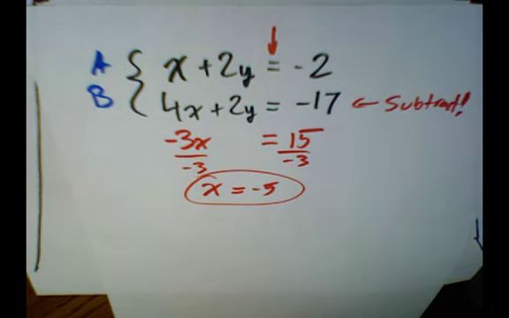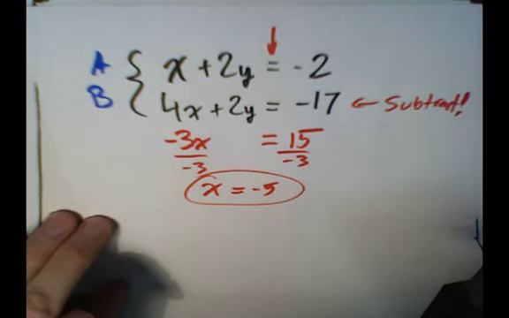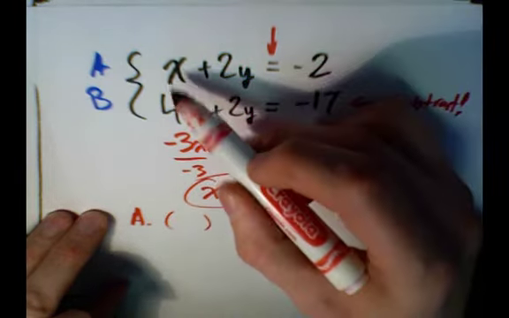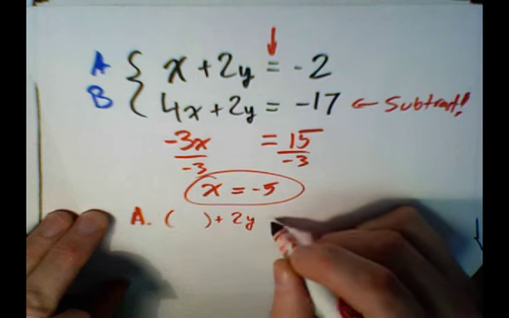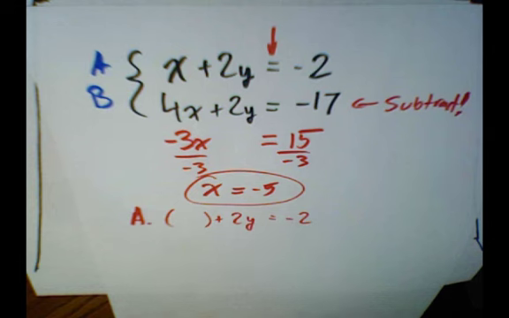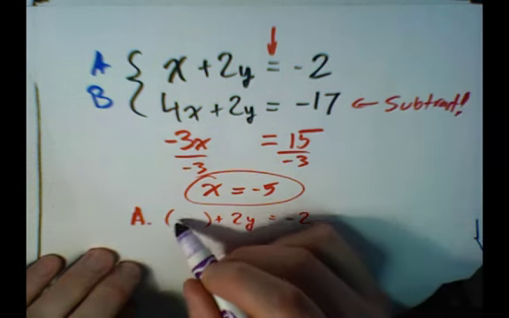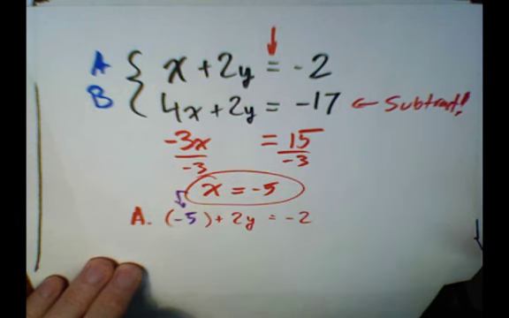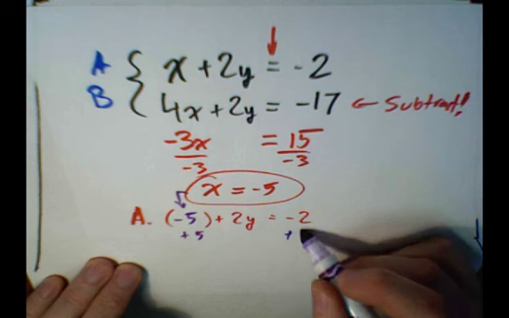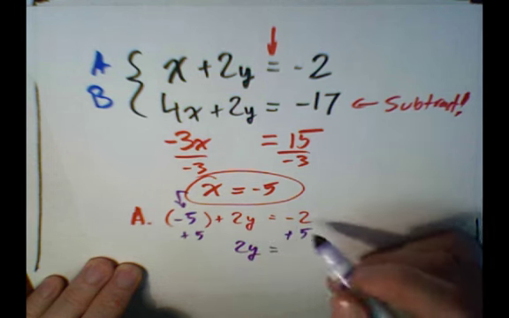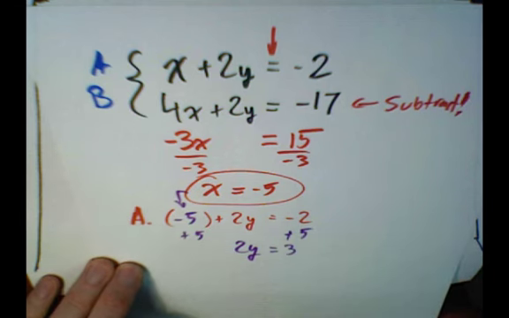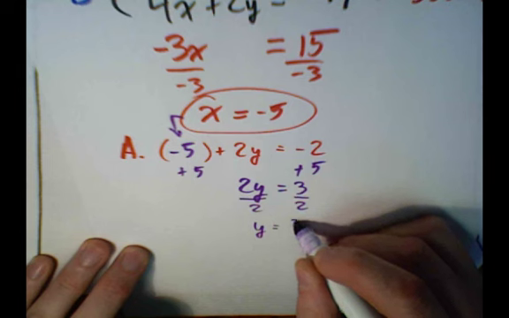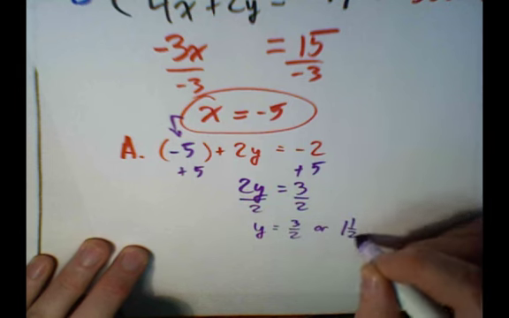And now we can plug this back in. The easier equation is equation A. Again, I'm going to write equation A. I'm going to leave out x. I'm going to write parentheses instead of x, plus 2y equals -2. And now I'm going to substitute in the value of x, which was -5. -5 plus 2y equals -2. Again, we are substituting in there. We're going to add 5 to both sides, and we're going to get 2y equals 3. Divide both sides by 2, and we get y equals 3/2 or 1.5.